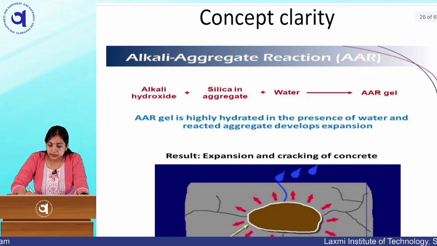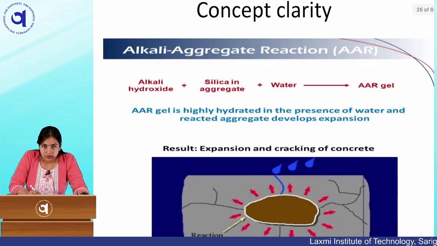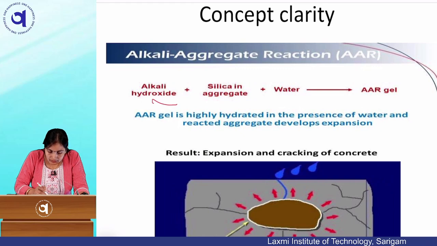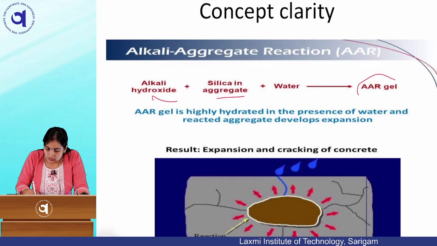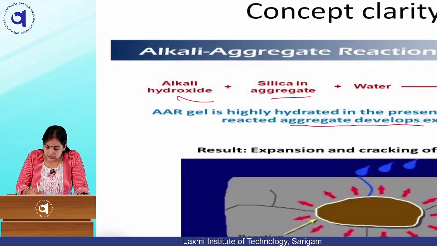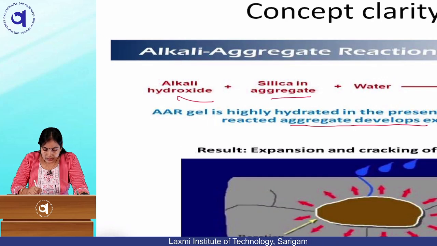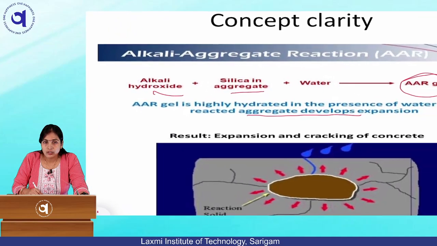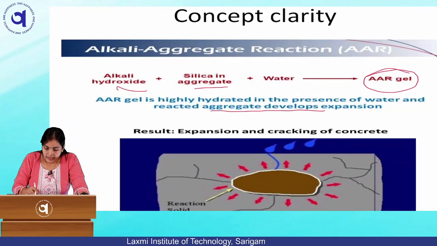So, the concept is like this for alkali aggregate reaction. We have alkali hydroxide plus silica in aggregate plus water, and it forms this alkali aggregate reaction gel. It is highly hydrated in the presence of water and reacted aggregates to develop expansion. This expansion you can see if your aggregate has suffered from alkali aggregate reaction.